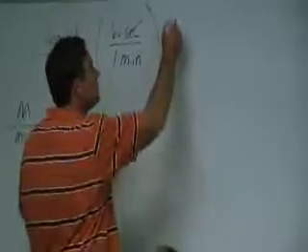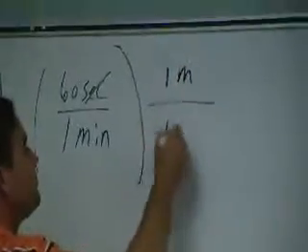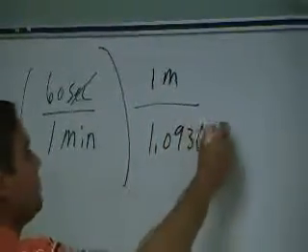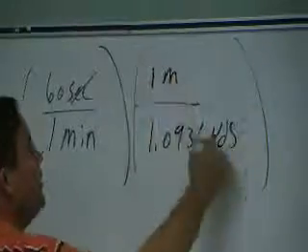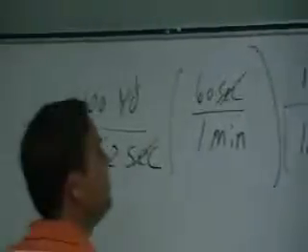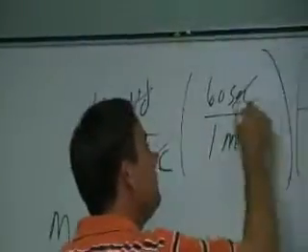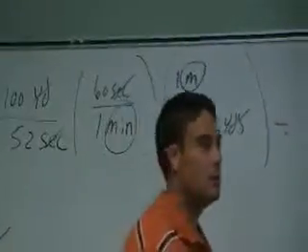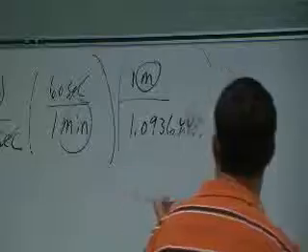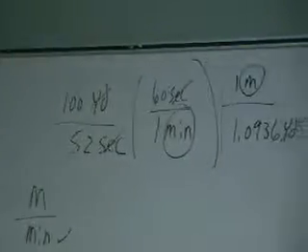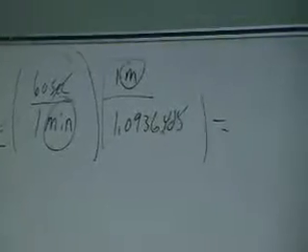1 meter is 1.0936 yards. All right, so she's got 1 meter, 1.0936 yards. So now I'm in what? Meters per minute. All right, so going back over here, 100 divided by 52. All right, so here's what we got. We got 100 divided by 52 times 60 divided by 1.0936.